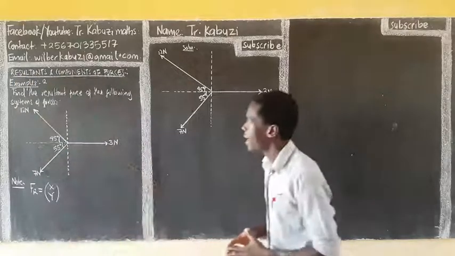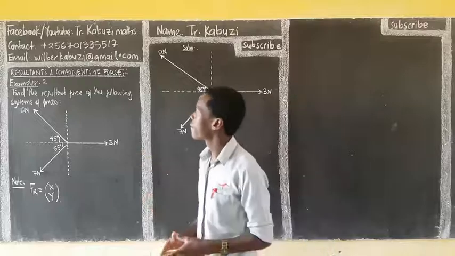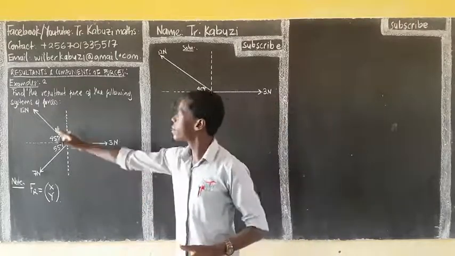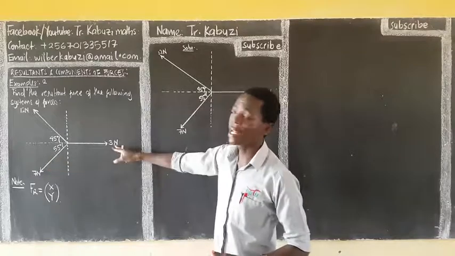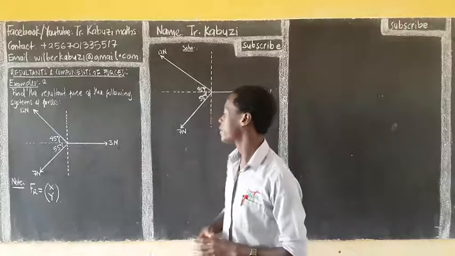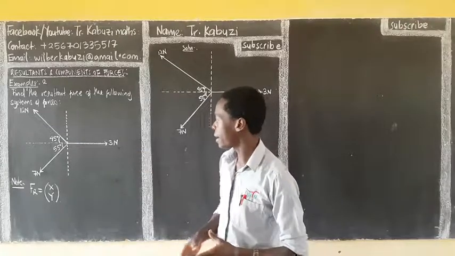Okay, let us see another example here. Find the resultant force of the following systems of forces. So we have this, we have that, and we have that. This one is a purely horizontal force going in this direction. So what do we have there?